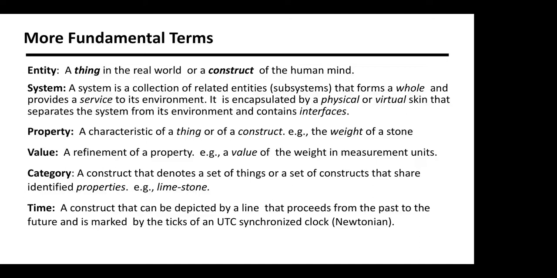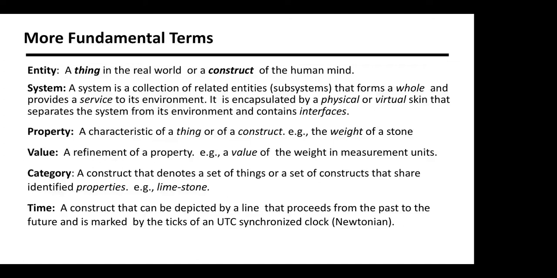Very important in our language is the concept of a category. A category is a construct. It doesn't exist as such. It's a construct of the human mind that denotes a set of things or constructs, so it's recursive, that share identified properties. For example, if I say a house, I mean all the things which look like a house.